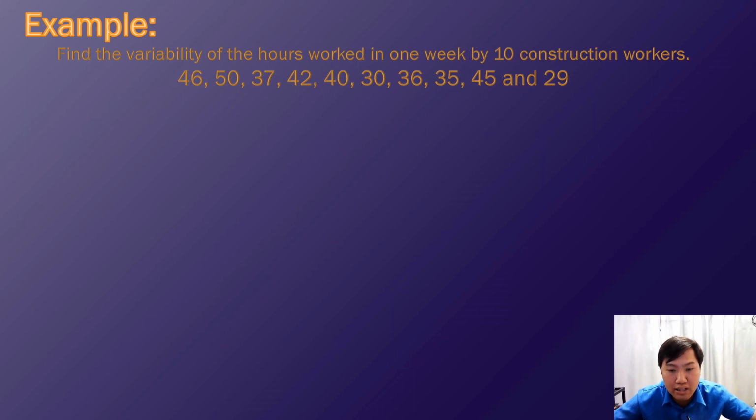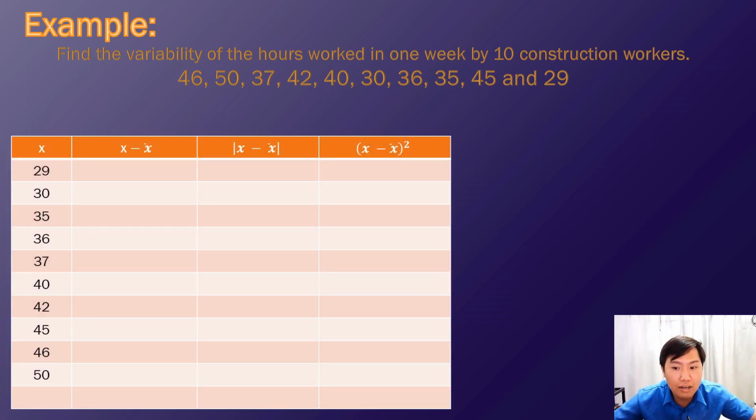So let's make a table kung saan mas maganda sana kung yung atin pong data ay naka-arrange na from ascending order or pwede naman descending order. So for the meantime, I arrange it by ascending order. So we have 29, 30, 35, 36, 37, 40, 42, 45, 46, and 50.